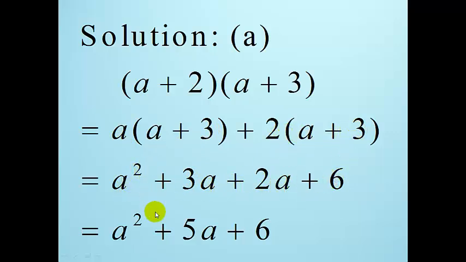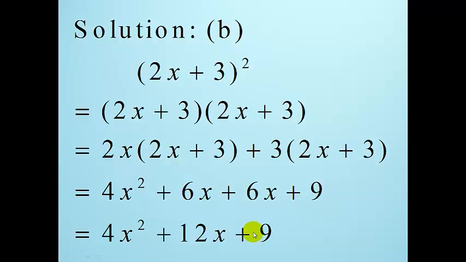Now we have a squared plus 3a plus 2a is 5a because they have the same term a. So we add the coefficient 3 to 2. And 3 plus 2 equals 5. And it's in terms of a. So we have 5a plus 6. That means that a plus 2 times a plus 3 is equal to a squared plus 5a plus 6.